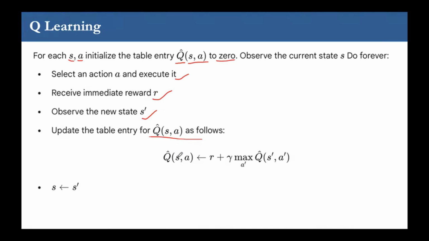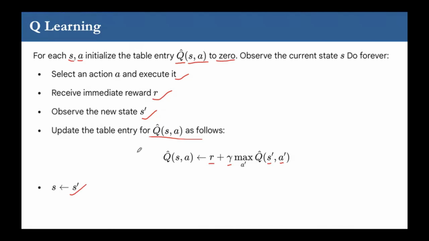How to update it? Q cap of S comma A is equal to the reward whatever you got plus gamma, that is the discount factor, times the maximum of Q of S dash comma A dash. So what are all the next actions? Based on that, you need to select the maximum value and apply it. Then from S, we will be moving to S dash. So this is the algorithm.